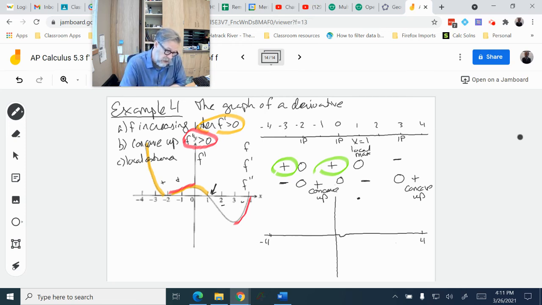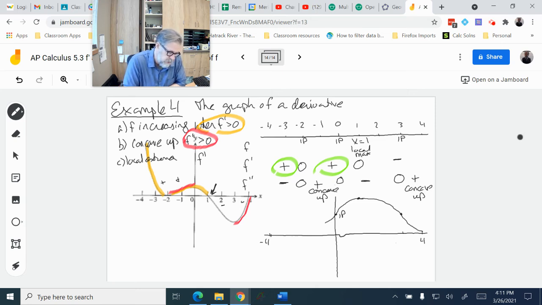Let's see, what have we got? We have an inflection point at 3. The graph is concave down all the way to 3, at which point it switches to concave up. There's my inflection point right there. I've got an inflection point at 0. The graph is concave down all the way to 0, at which point it switches to concave up. There's an inflection point.